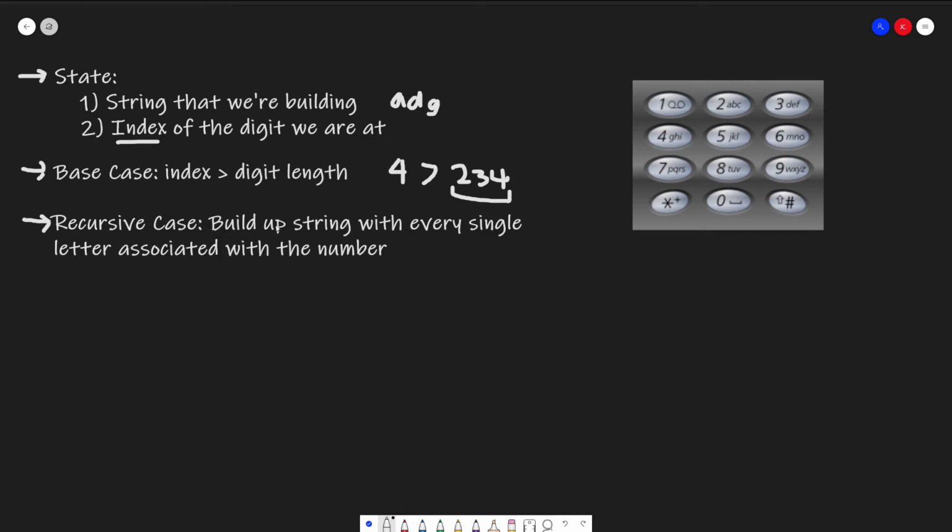And then in our recursive case, we're going to build up our string from every single letter that's associated with the number. We went through this earlier, but let's say our number is 2, 3, 4. For 2, we picked A already. And so for our recursive case, we want to try concatenating A with all the letters that are associated with 3. So we would have AD, AE, and AF.